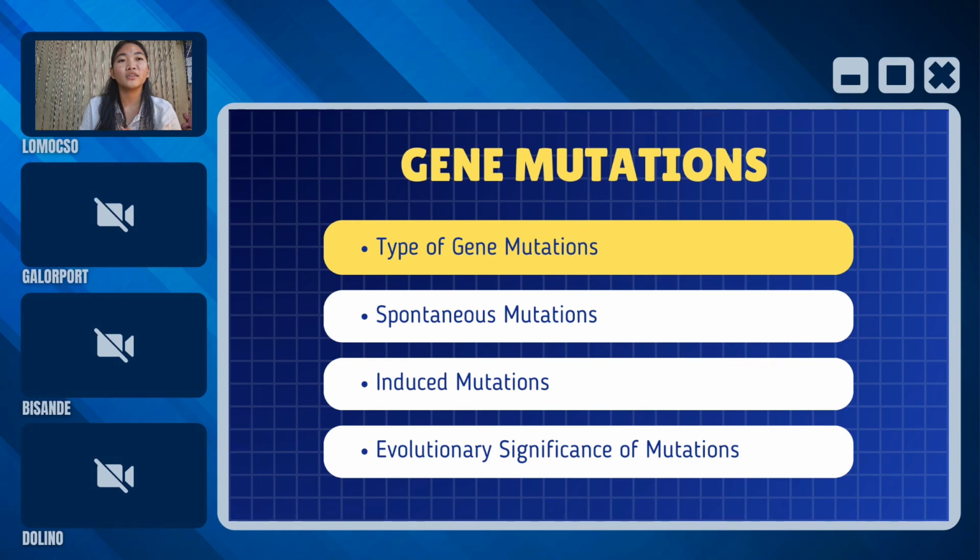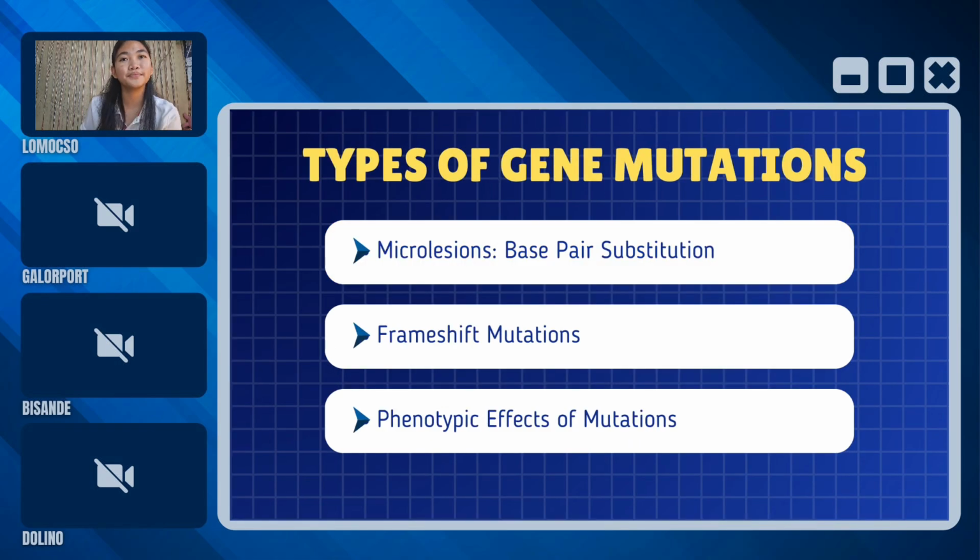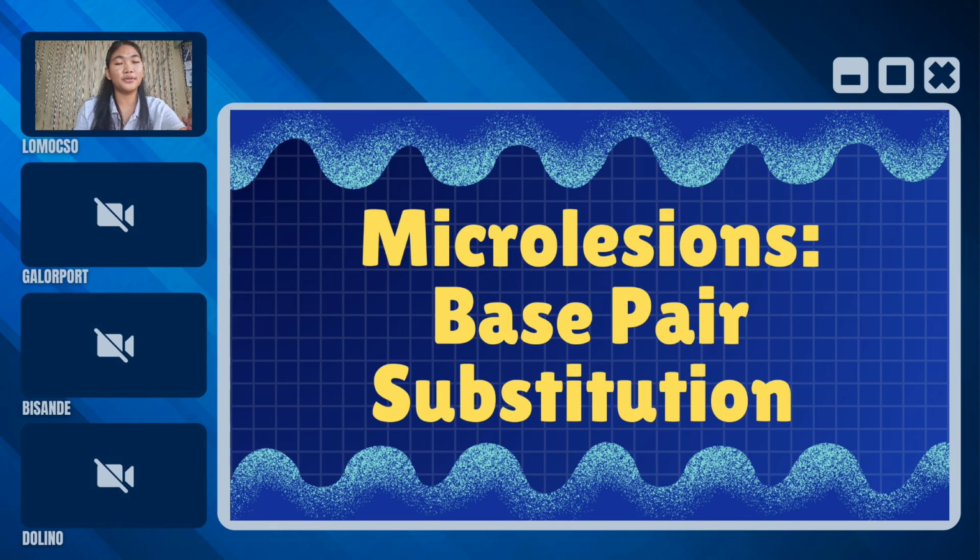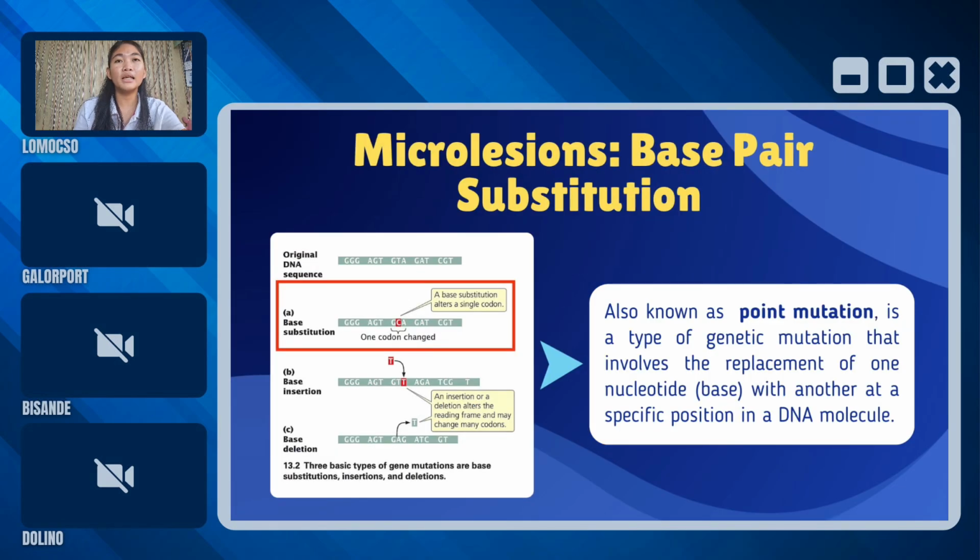For today, we are going to discuss the types of mutations, spontaneous mutations, induced mutations, and the evolutionary significance of mutations. For the types of mutations, we have three main types: base pair substitution, frameshift mutations, and phenotypic effects of mutations. Let's discuss first the base pair substitution. Base pair substitution is the simplest type of gene mutation. It is also known as a point mutation. It is the change of one base pair to another in a DNA molecule.